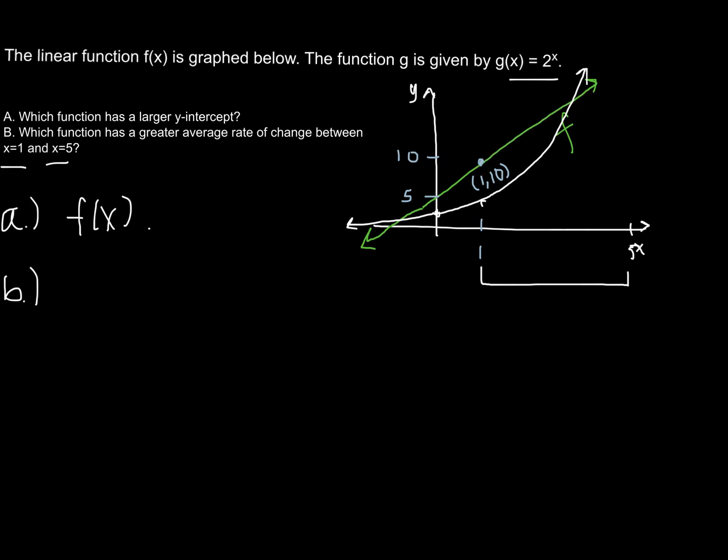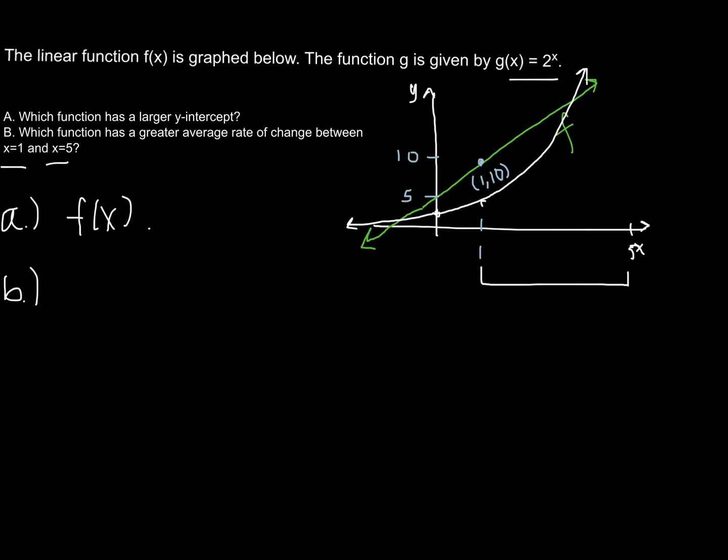So why don't you go ahead and pause the video, try computing the average rate of change. Remember, it's where you finish minus where you start, divided by the number of spaces it took you to get there, and see which one is bigger. And just to help you out, the function f of x is a linear function, and you can find what the slope of that linear function is if you need to.